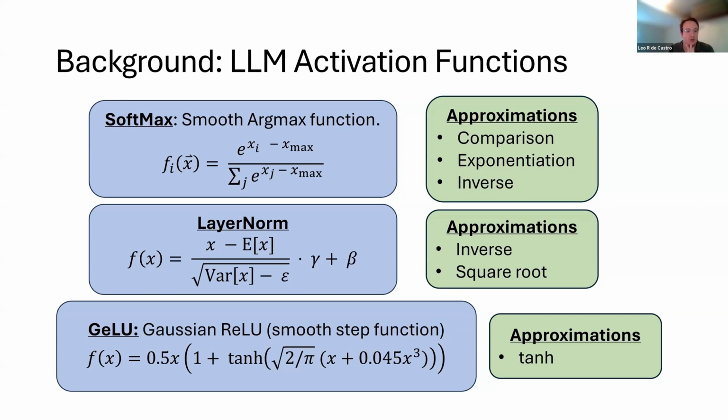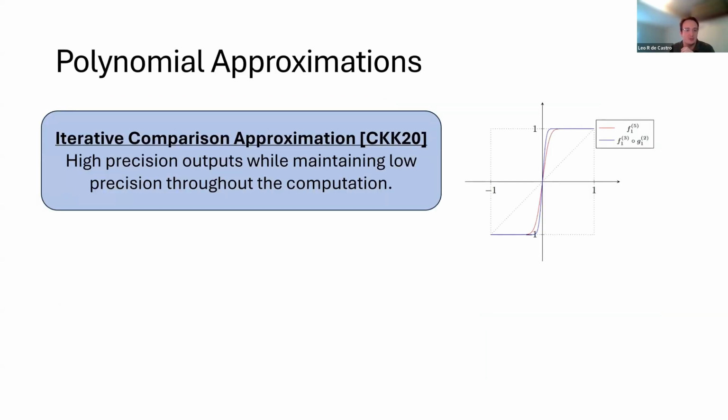Okay, so most of these will use the same underlying tool, which is this iterative comparison approximation. The reason this is so nice is because we can evaluate a very high degree polynomial by iteratively applying many fairly low degree polynomials. One issue with evaluating a very high degree polynomial directly is that if you need very high precision from your coefficients, the encryption scheme may have issues handling that. So this really lets you get a very high precision output while maintaining low precision throughout the computation.